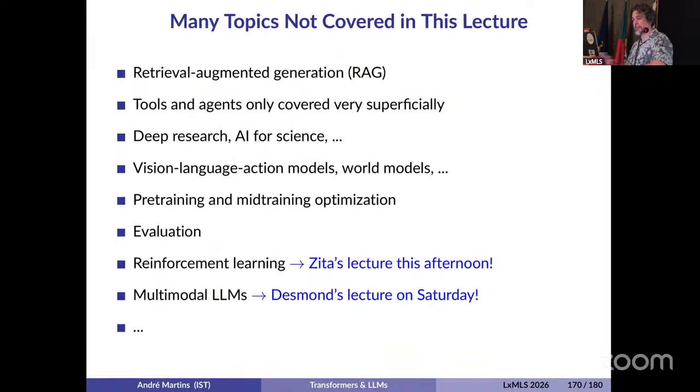And I could go on and on, right? If you are working with the physical world, we have robots that execute other kinds of actions and so on. So there are many topics that I could not cover in this lecture for lack of time, which I think, by the way, it's already past time. Okay, so things like retrieval augmented generation. I didn't have time to talk about this. I only covered tools and agents very superficially at the very end.